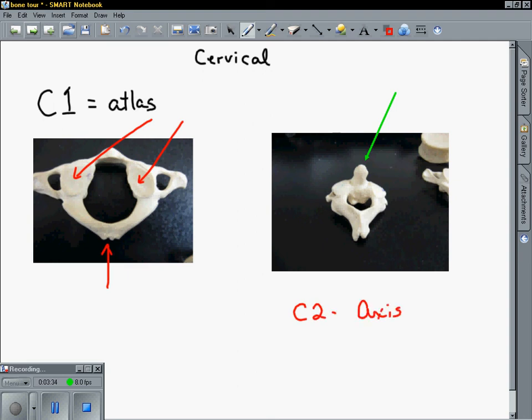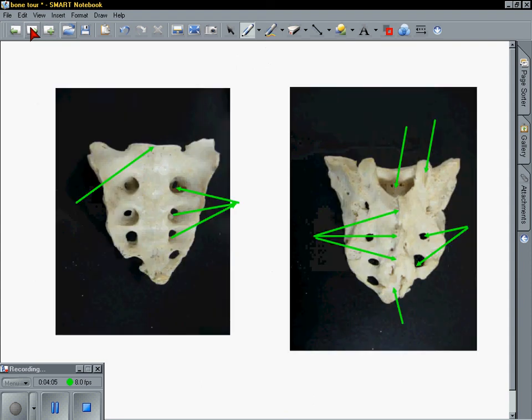Now the second one, C2, that is called the axis. This is the one that reminds me of the little bird holding its wings back and with its head up, and that head is called the dens. And you can see quite nicely on it the 2 superior articulating processes and facets, and it shows quite plainly its bifid spinous process. You cannot see so well the transverse foramina on that particular view. So that's C1 and C2. The rest of the cervical vertebrae are just called cervical vertebra.